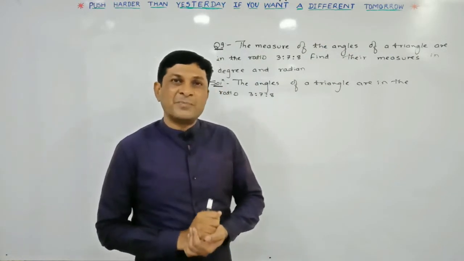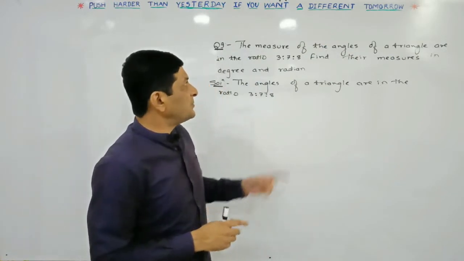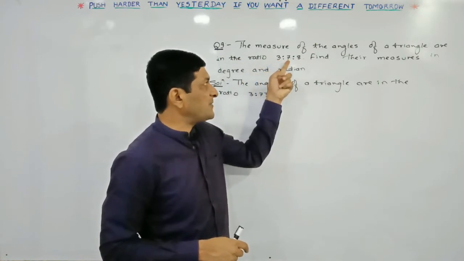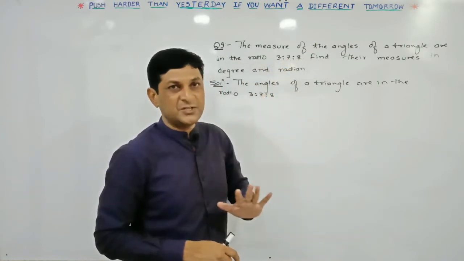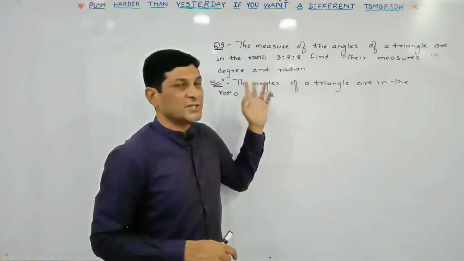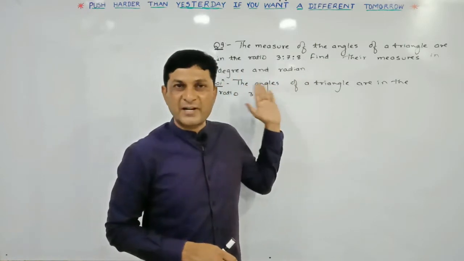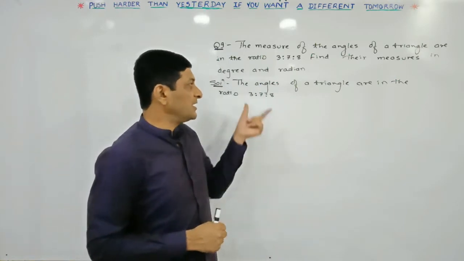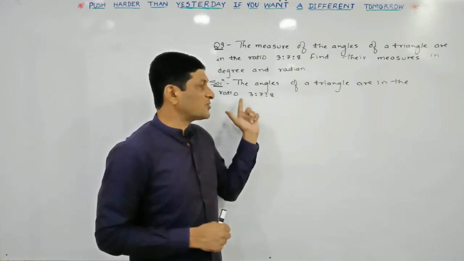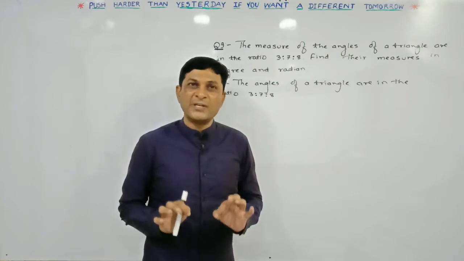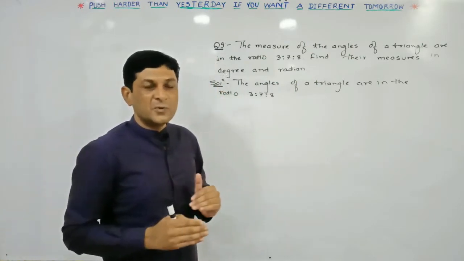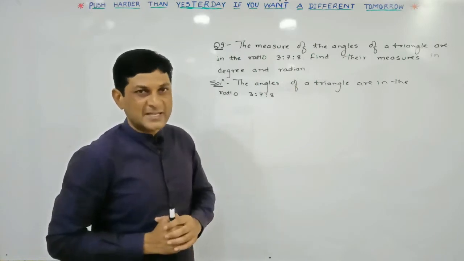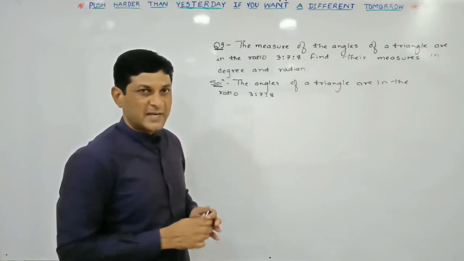Later on, see example number 9. In this example, the measures of angles of a triangle are in the ratio 3:7:8. Using this condition, the question is to find out the measures of the angles of the triangle in degrees as well as in radian. So here the ratio of three angles of a triangle is 3:7:8. Already we know that if a ratio is given to us, means some common factor has been cancelled. So let us denote that common factor by x.